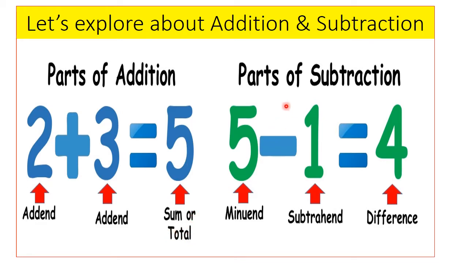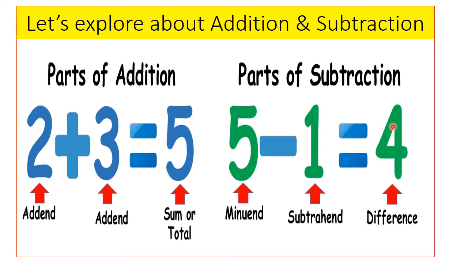Likewise, if we talk about the parts of subtraction, the number from which we subtract another number is called minuend, right? And the number which is subtracted from the minuend is called subtrahend. And the answer of the subtraction is called difference. So I hope the parts of addition and subtraction are absolutely clear to you all, right?